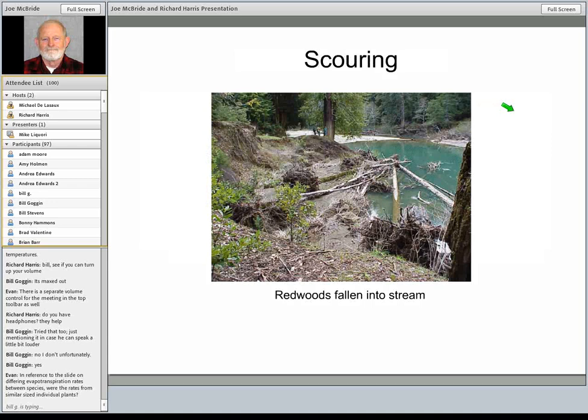Scouring, of course, is another thing that takes place during flood events, and that scouring not only affects the plants within the stream channel, but it can erode banks and cause the collapse of trees into the stream itself.